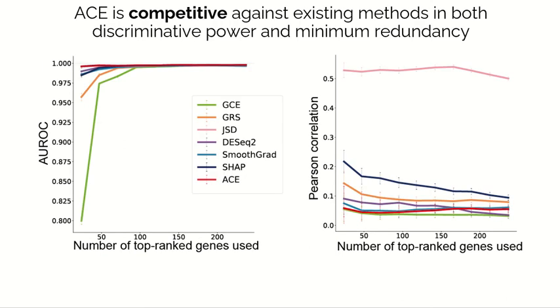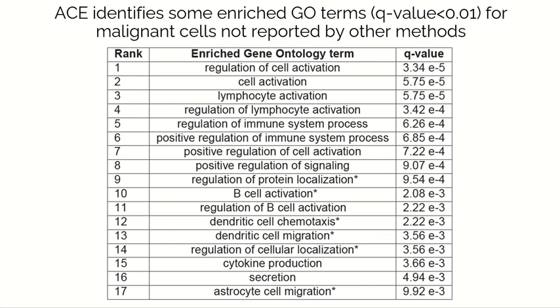We compare ACE against the 6 other baselines as introduced earlier. We show that ACE is competitive against the existing methods in both high discriminative power and low redundancy with respect to different K. We next carry out a gene set enrichment analysis by using the top 50 genes reported by ACE. Notably, the genes reported by ACE in malignant cells exhibit 17 enriched GO terms, with 6 not identified by other methods. We argue that the gene panel, which includes both enriched and depleted genes reported by ACE, may capture different aspects of the biological process.